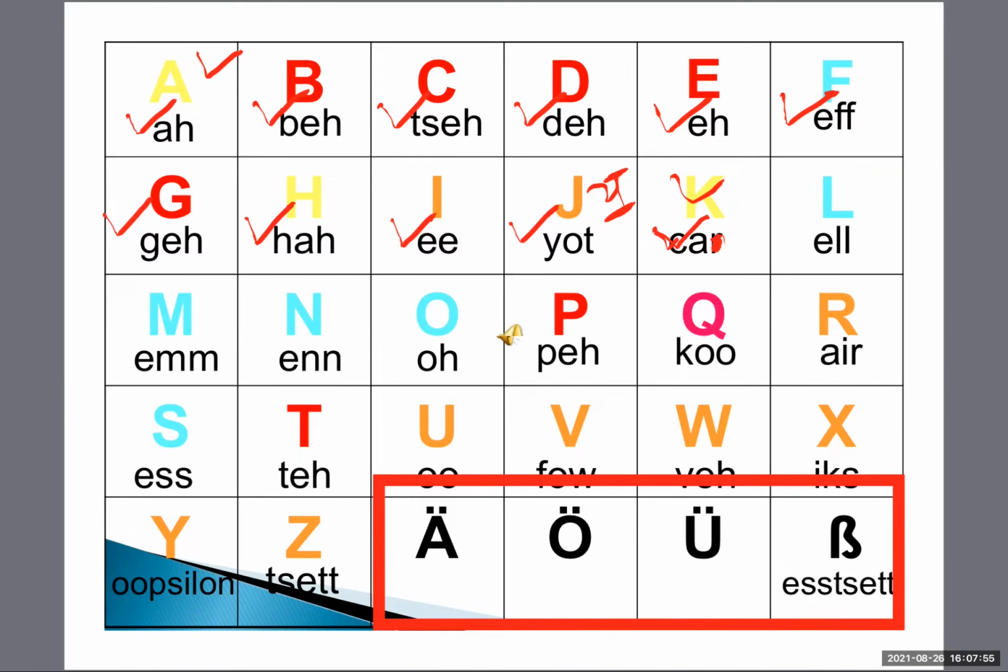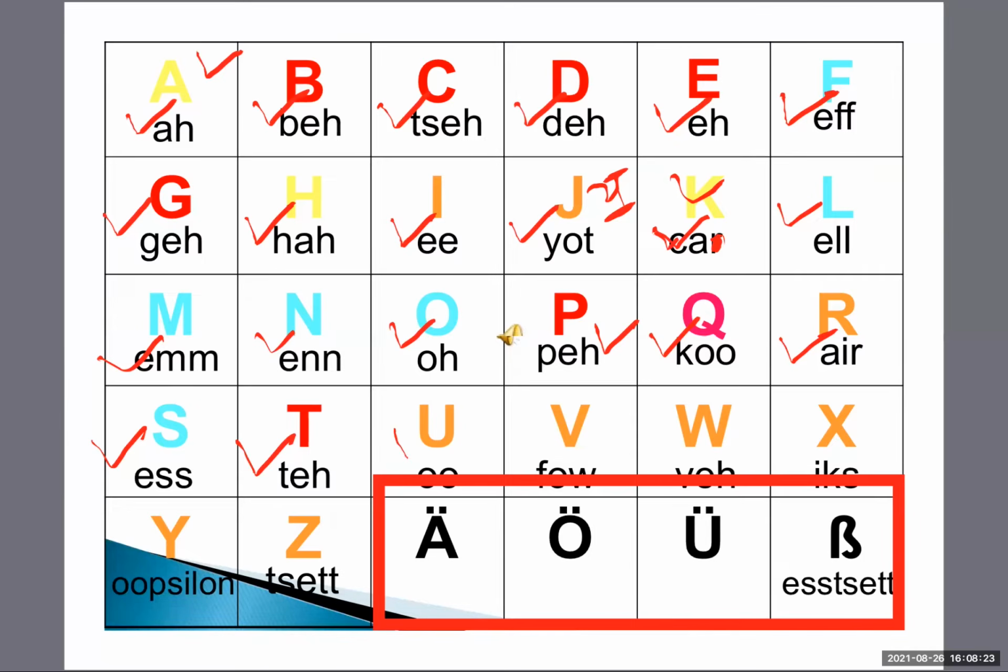The next four alphabets are the same as in English: L, M, N, O. P means pay. Q means ku. R means air, a little long R only. S is S, no change, same as English. T means T.